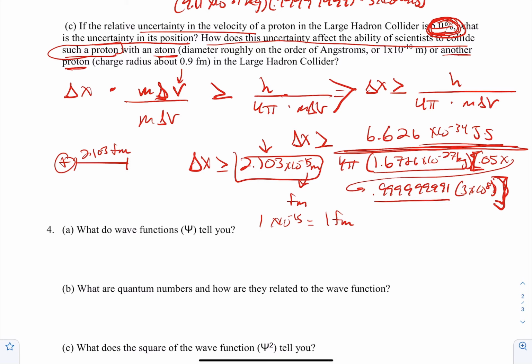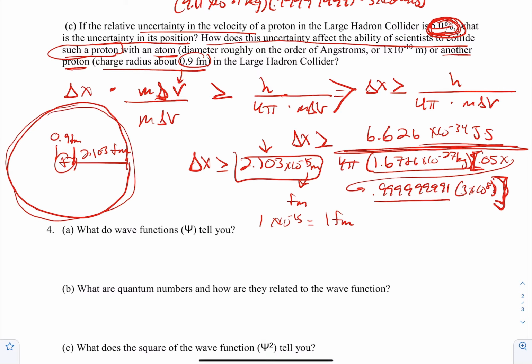And what is the radius of the proton? Well, the radius of the proton is 0.9 femtometers. So this whole region around the proton is the uncertainty in the position. I don't really know exactly where in the circle the proton will be, but I know it's going to be at least within the circle, because that's where I'm uncertain.